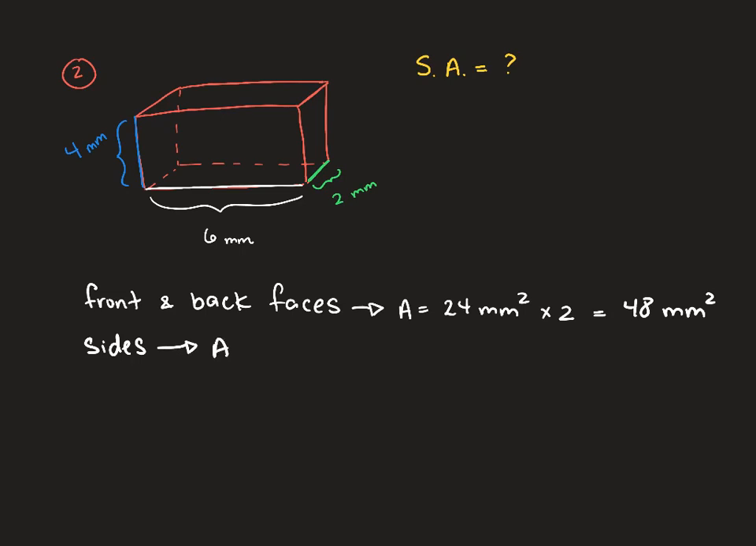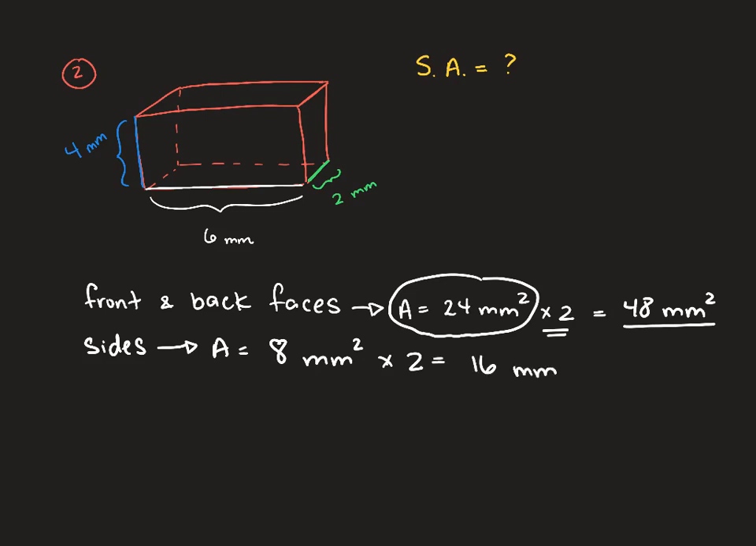Okay, so the front and back area is 6 times 4. So the front face is 6 times 4, and that's 24. If I multiply that by 2, I get 48 square millimeters. That's for the combined areas of the front and the back. The side is 2 and 4, which is 8 square millimeters. If I multiply that by 2, it's going to give me 16 square millimeters.